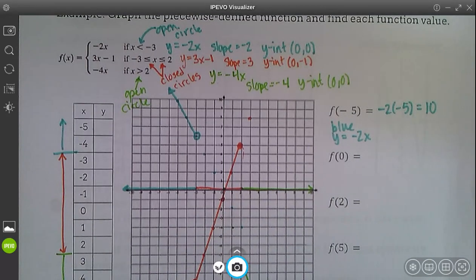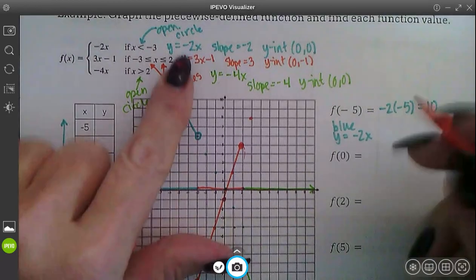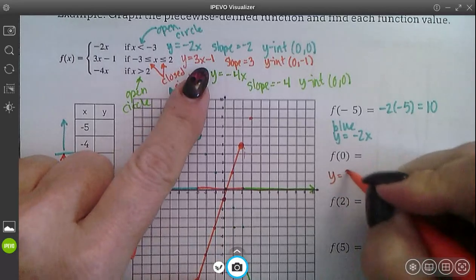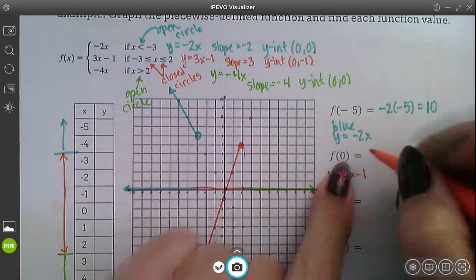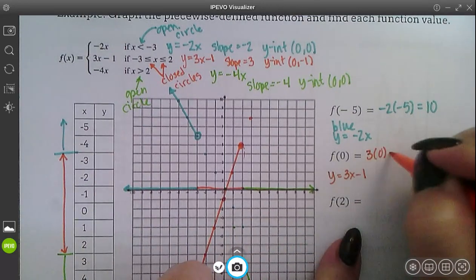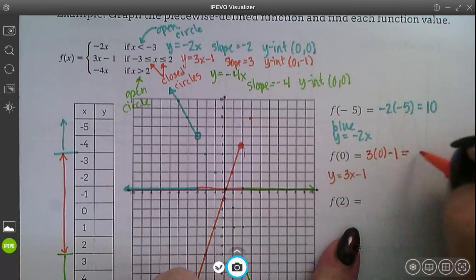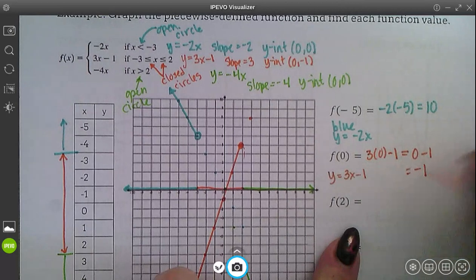Now what about f of 0? 0 is in the orange zone. So the rule that's going to be followed is y equals 3x minus 1. So when I substitute in 0, I'll do 3 times 0 minus 1, which is negative 1.